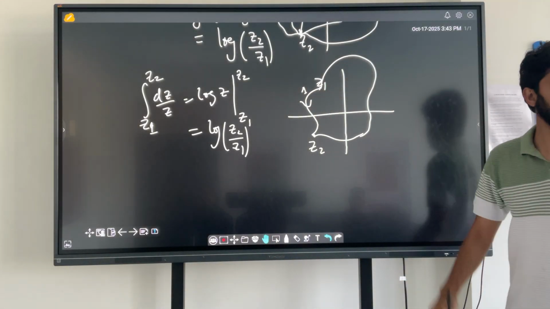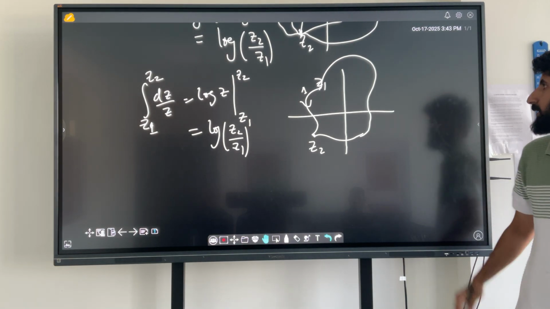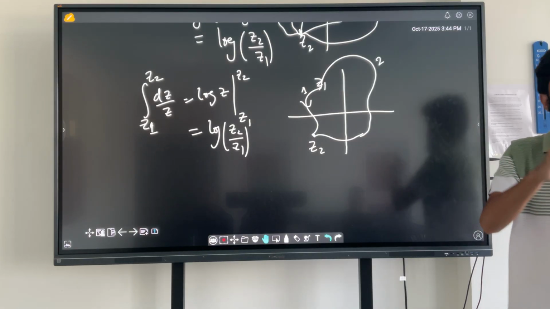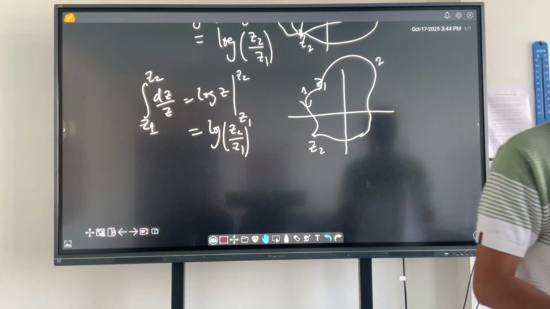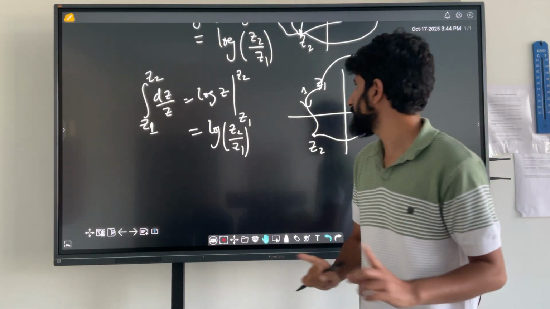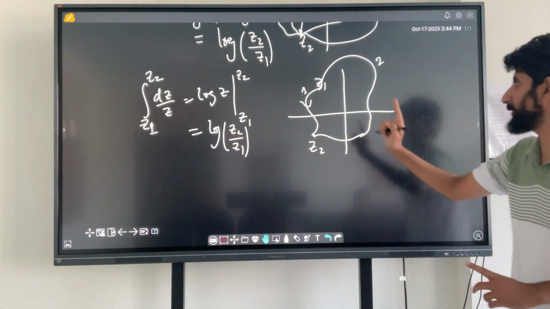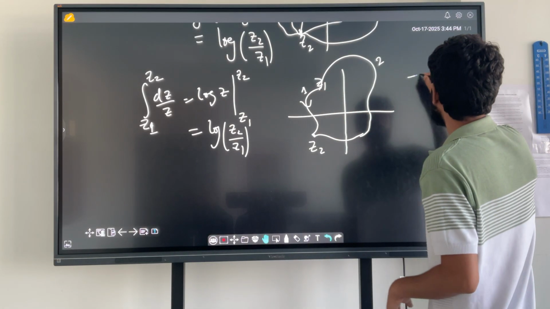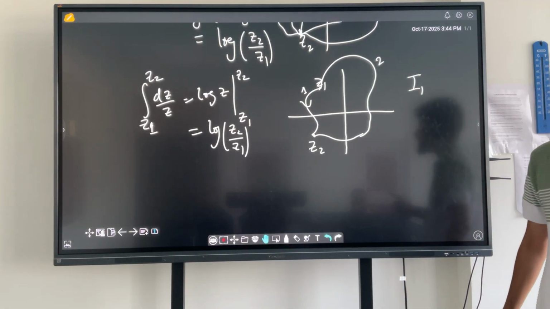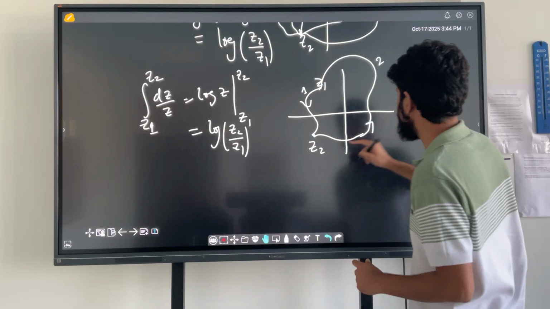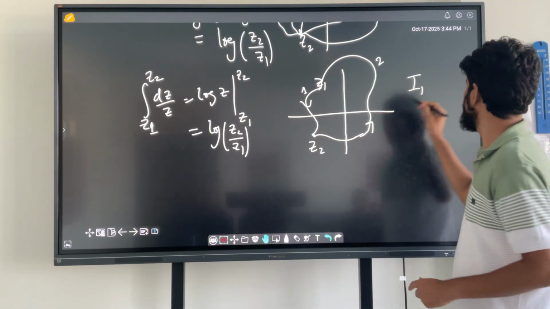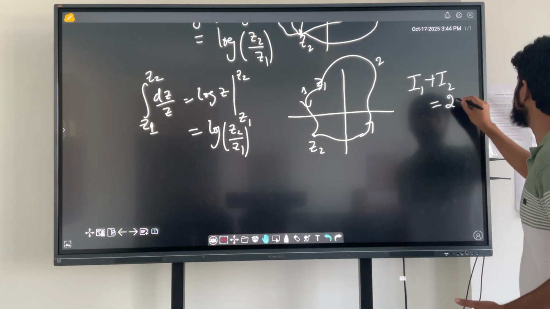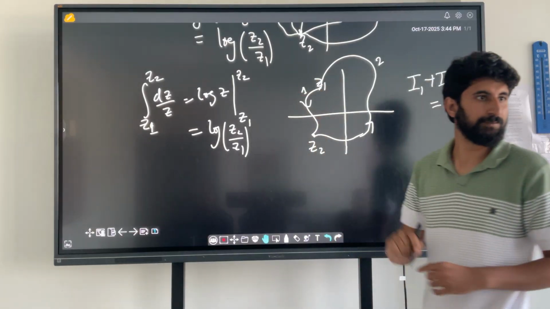What about paths of other type? Then paths of type 2. Fine. I didn't explain why I expect the answers to be different. So let's keep a pin on this and try to explain why the answers should be different. If I add the integral on path 1, let me call it I1, and the integral on path 2 the other way around, from z2 to z1, what should I get? I should get 2 pi i, because I'll get the integral of dz by z over a closed loop.